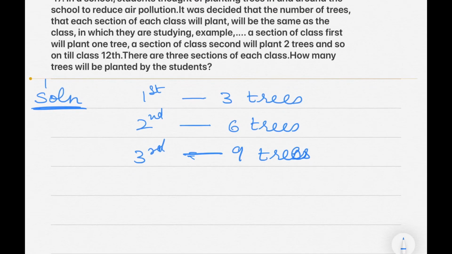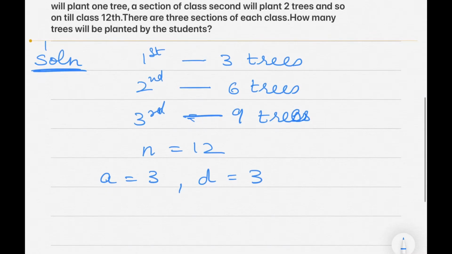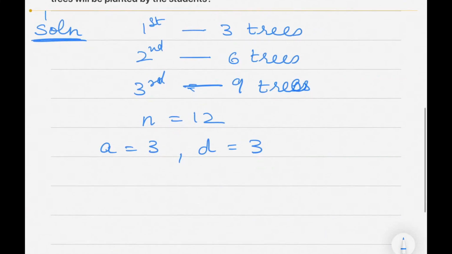So it will go up to 12, because I know n is given as 12. This seems to be an AP, because the difference is equal to 3 for each. So now n is equal to 12, a is equal to 3, and d is also equal to 3. So I have got all my terms, and I can find the sum of the trees, because they ask how many trees will be planted by the students.